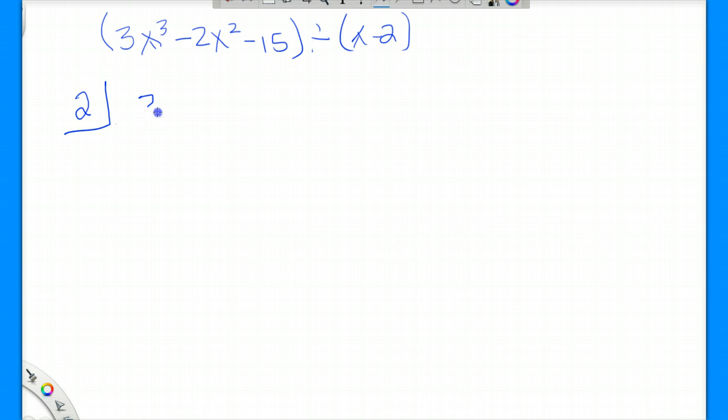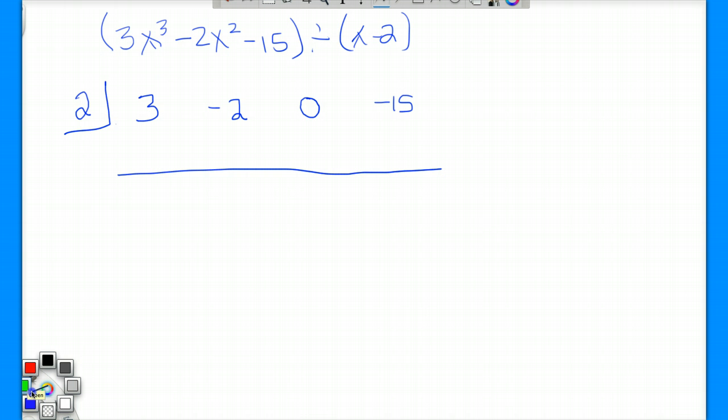So I have a 3, which is my x to the third, then minus 2, and now here's a little tricky thing, because this has to be written in descending powers of x. I've got my x to the third term, my x to the second term. I don't have an x to the first term. That's a missing term. So when you do synthetic division, you have to put a 0 there, almost like a placeholder, and then negative 15. So I've got my x to the third, x to the second, x to the first, no x's term. Okay, write my bar, and now I'm ready to begin my division.